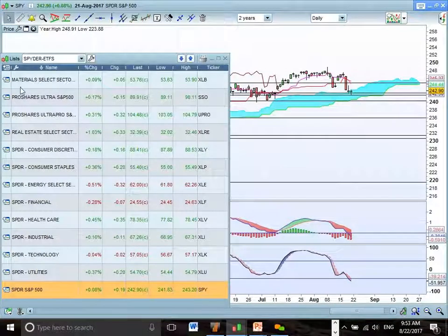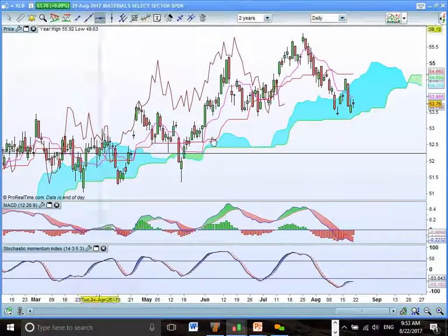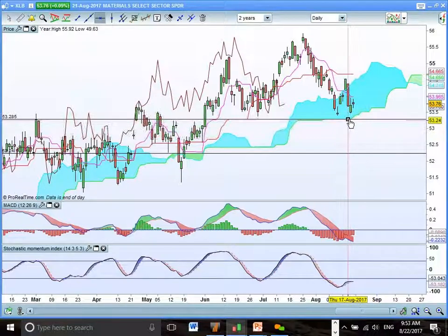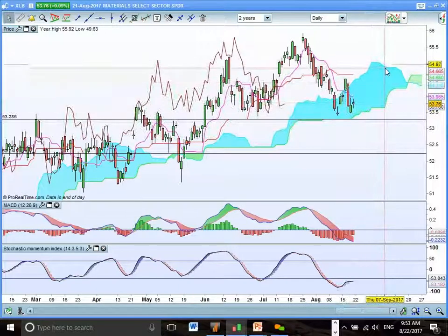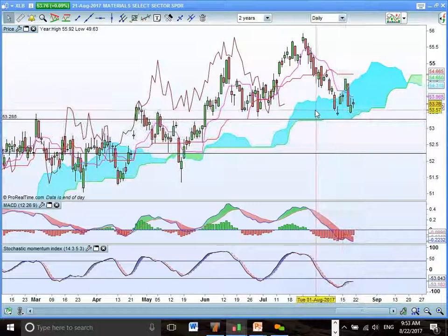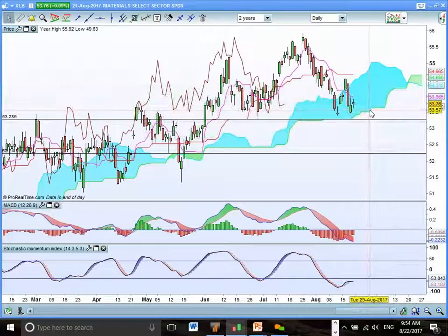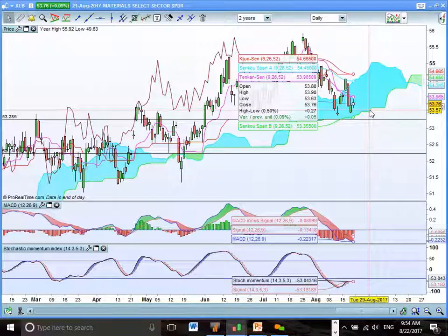Moving straight into the subsectors, we'll start with materials select, XLB. There we're also in a situation where we're testing for support at the bottom end of the cloud here. The $53, $54 level is a key potential rebound zone. So if we have a MACD buy signal coming in around these levels, we should see a rally back up to the cloud resistance levels here. But it's critical to see if support is going to hold this week when it retests this support zone at the bottom end.